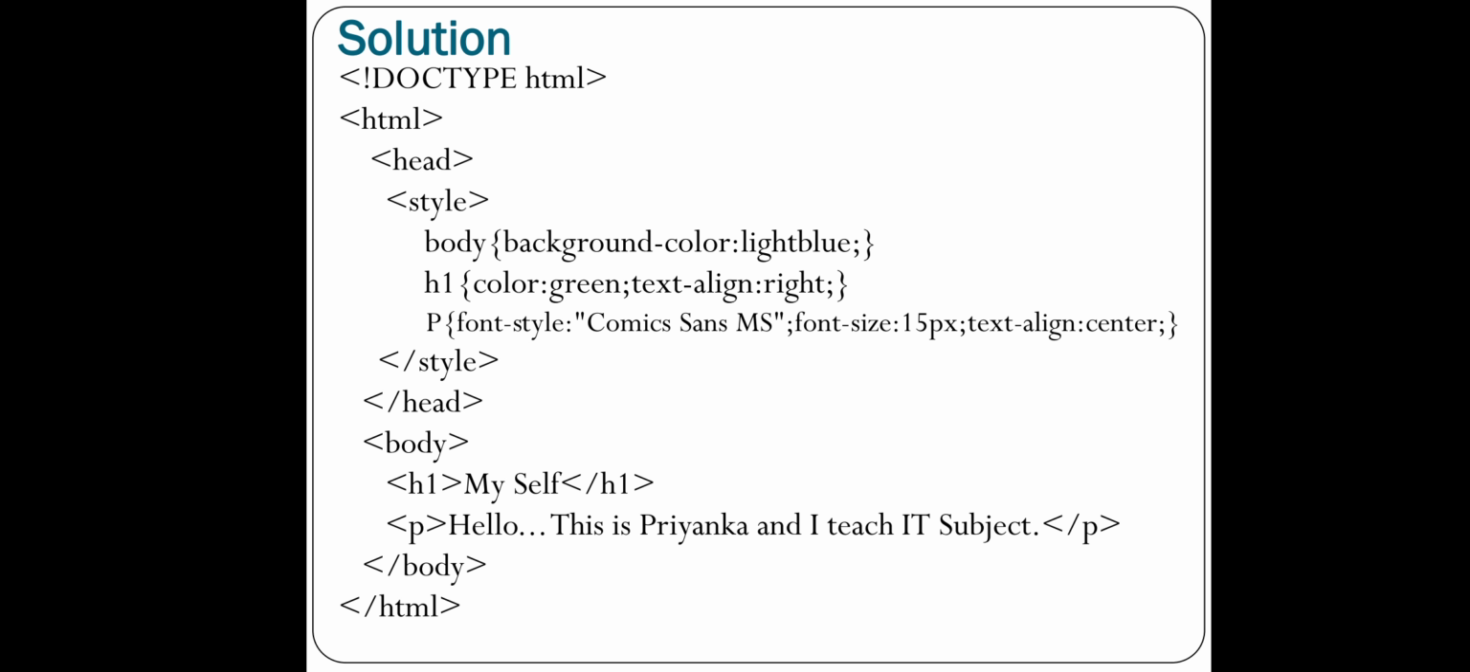My selector is body, and my declaration part, what does it contain? Background color equal to, that is the colon, light blue. Now here I have given light blue because the dark blue was not properly visible in the output. That is why I have changed to light blue, right?